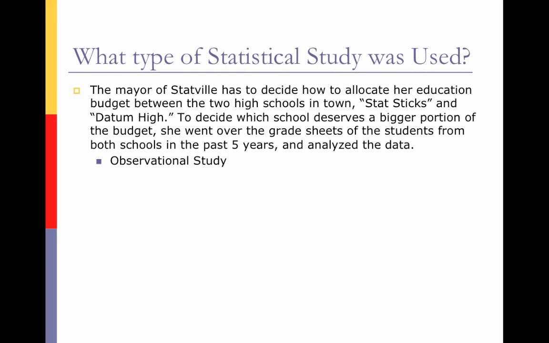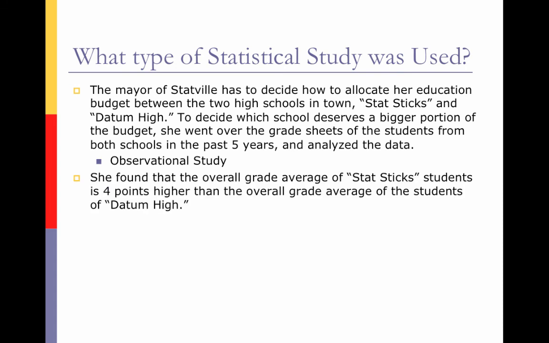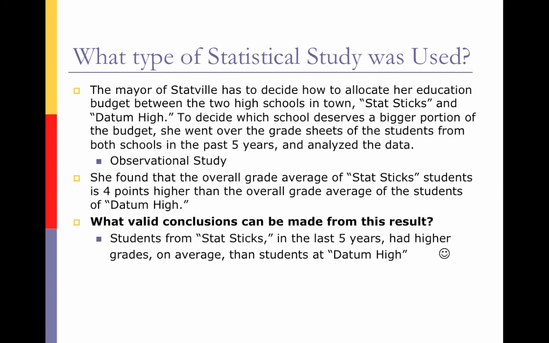This would be a retrospective study because she's looking at data over the past 5 years, data that has already been collected. She ended up finding that the overall grade average of Stat Stick students is 4 points higher than the overall grade average of the students at Datum High. What valid conclusions could she make? The only conclusion that she can make is basically what she said. Students from Stat Sticks in the last 5 years had higher grades on average than students at Datum High. That's it, and we can only talk about the last 5 years because that's the only data that we looked at.